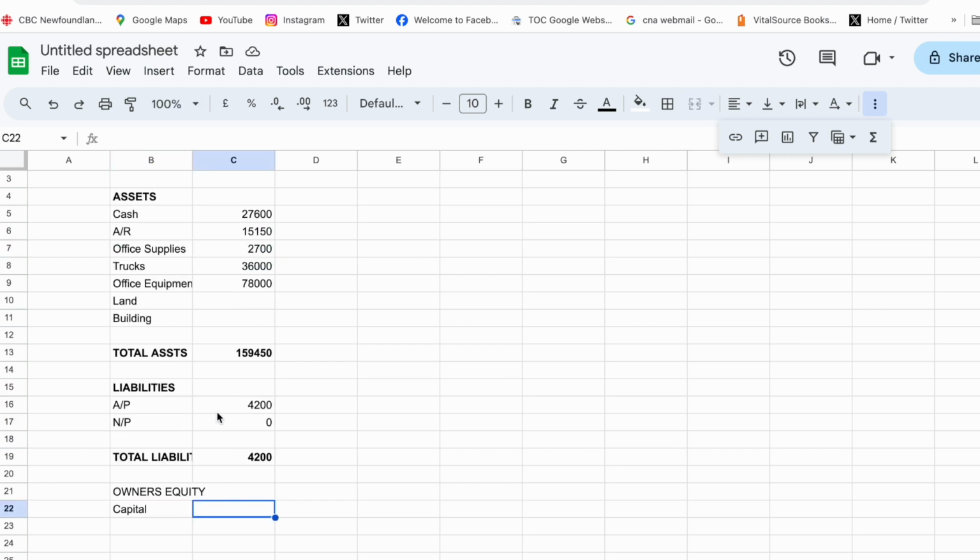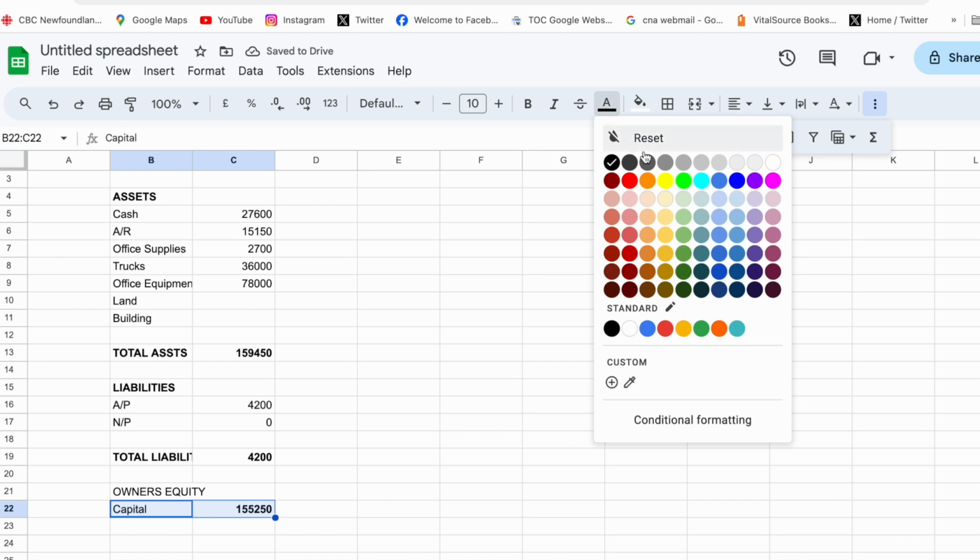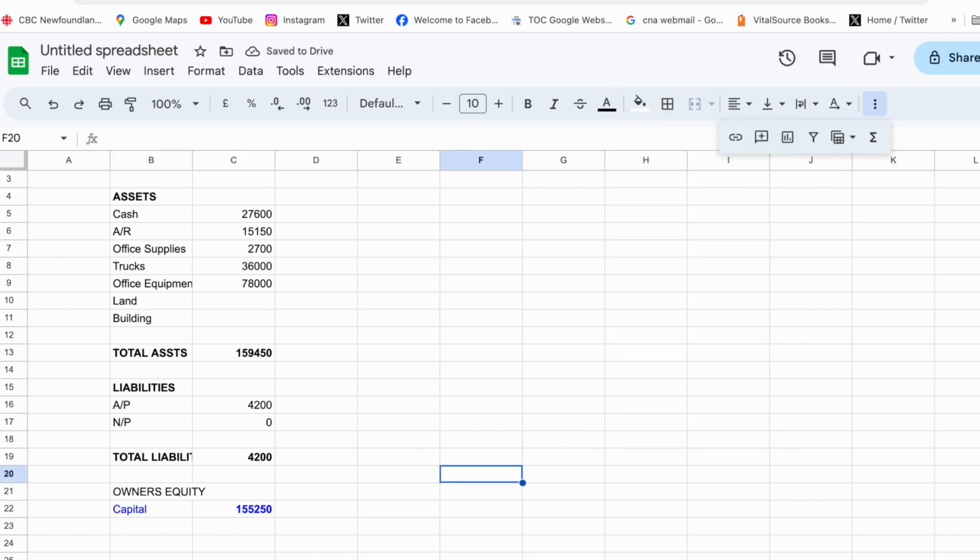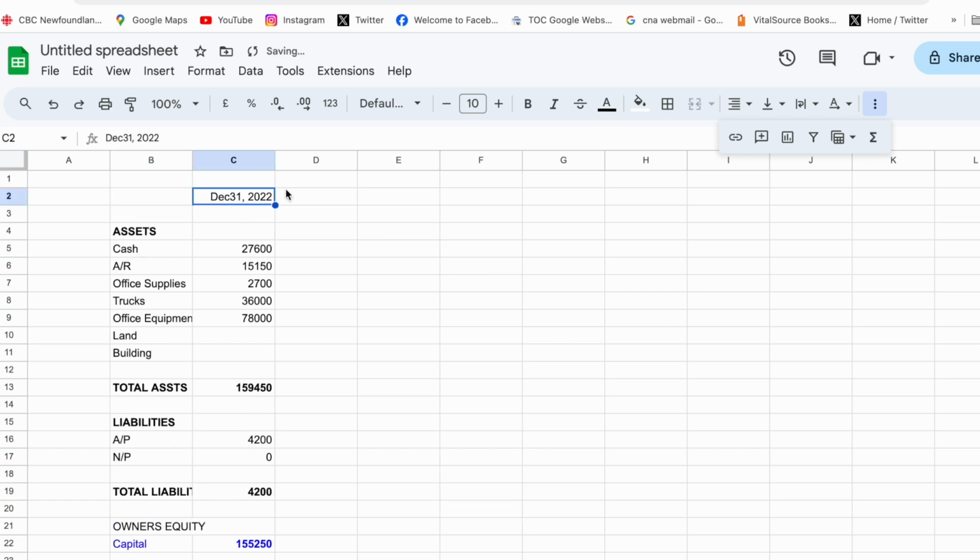In this particular instance, here's what we found. We've got total assets of $159,450. We've got liabilities totaling $4,200. So we ask ourselves, what's owner's equity? We don't know. It's not written here, but we do know that assets equal liabilities plus owner's equity. So if we take the assets and subtract off the liabilities, the difference between the two must be $155,250. That's just derived from the calculation. Now, this is again for December 31st, 2022. We also have the information for December 31st, 2023.